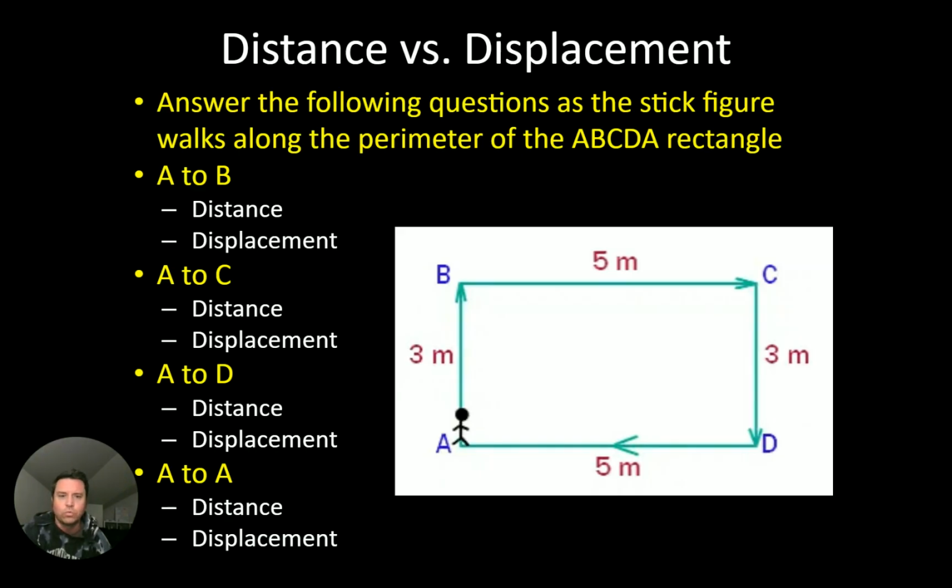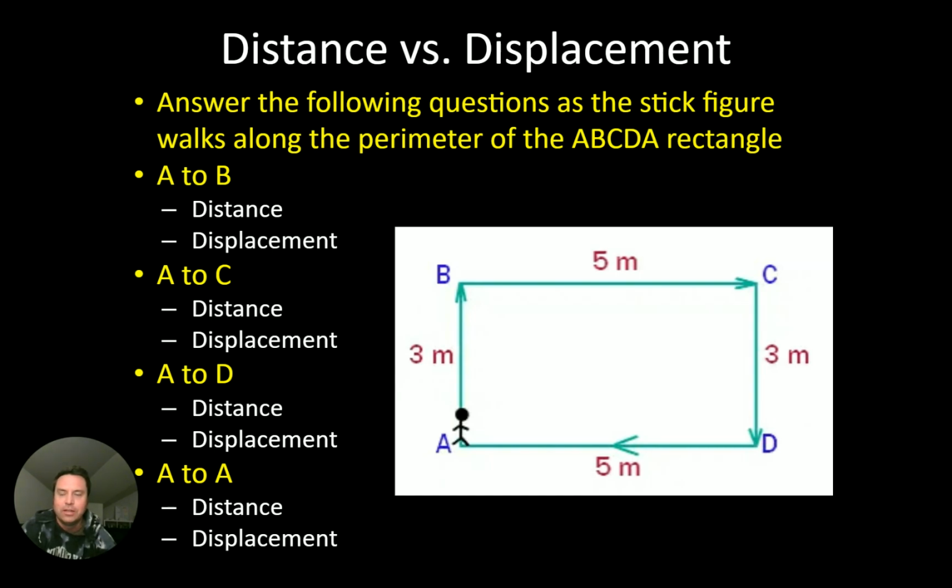Distance versus displacement real quick. Distance is just total how far you went. And then displacement is specific to how far you went from straight, so how far you went in a straight line from where you started. Again, the formal definitions are all written out in the notes. My little version of it is still the definition, but if you want the formal one out of a book, that's the note sheet.